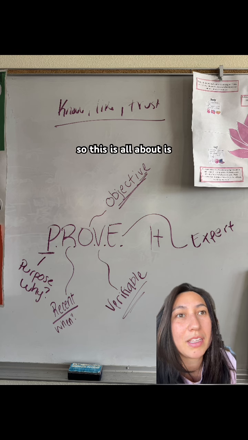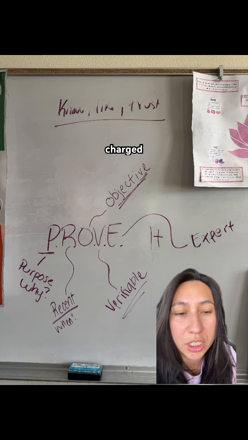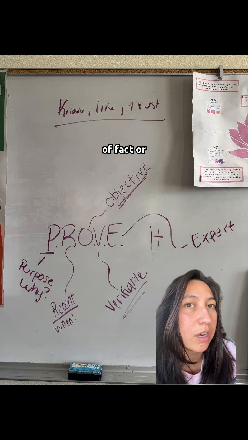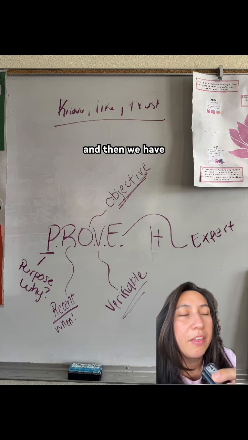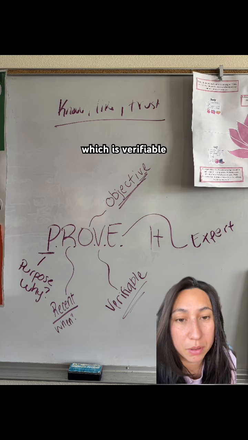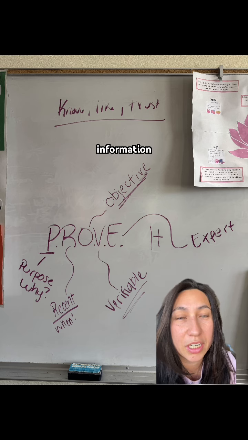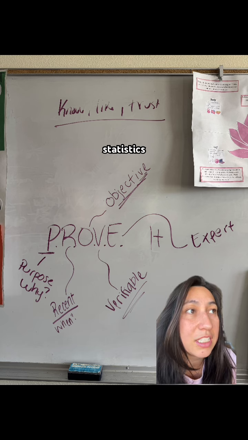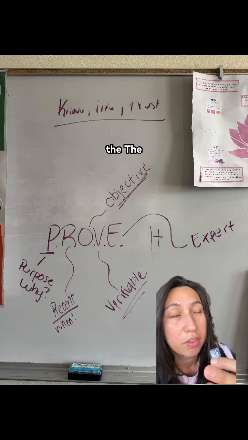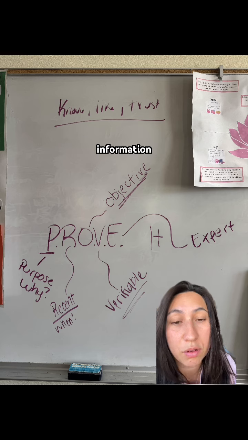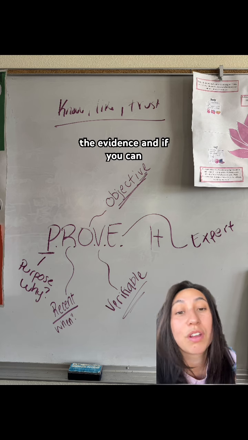The O is objective. So this is all about, what bias is there? Is it emotionally charged? Is it just matter of fact? Or is it this big, kind of fear mongering? What's going on? And then we have V, which is verifiable. So this is, can you actually verify the information in it? If they're sharing statistics and research, are they sharing how to find those, the source link or the source information, so you can go and verify it? That's all about the evidence, and if you can verify that evidence.